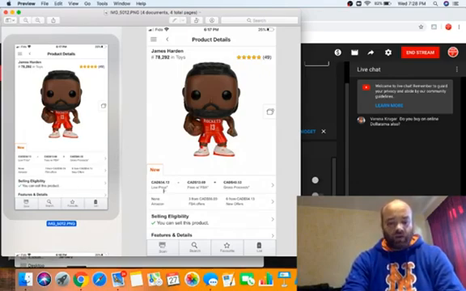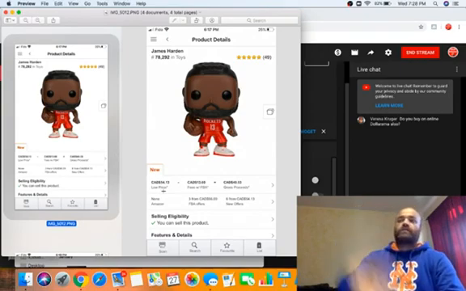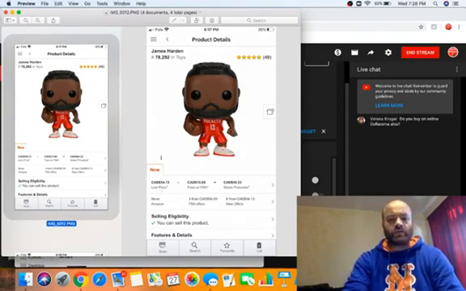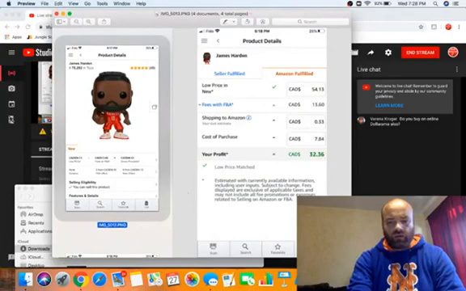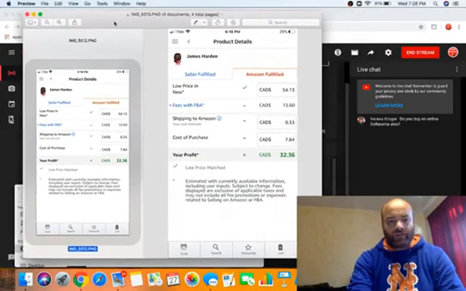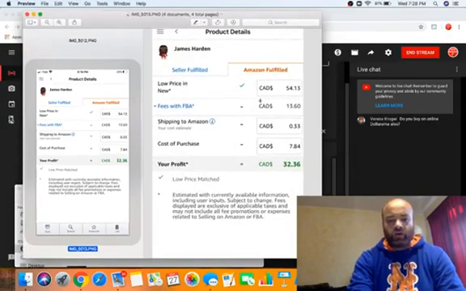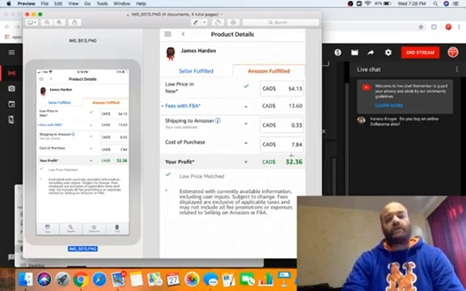As you can see, James Harden sold. He's selling for $54.13. He was actually selling for upwards of around $75 when I sourced him. Let me see if I just need to slide on this guy. Boom. There we go. I can just swipe up. I don't know how to work this half the time. So there you go. Here's his price. $54.13 is what I sold it for. I paid $7.84. I made $32 off of this one.